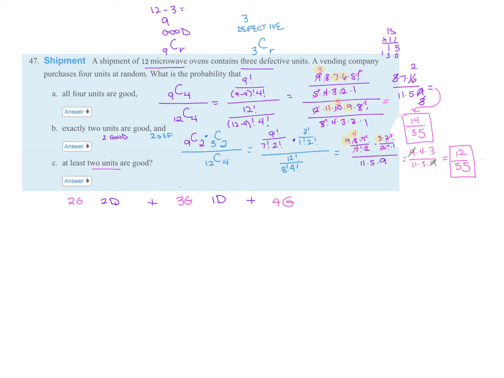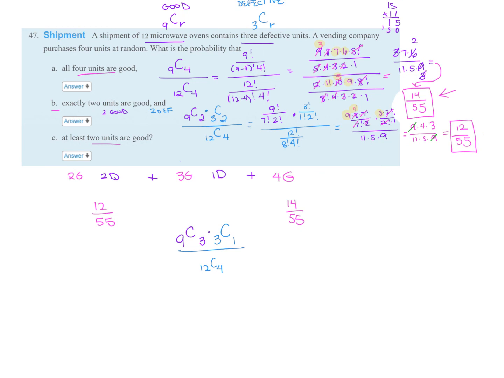What's nice about this is we really did find some of this information. We know all 4 units are good, and we have the answer here, which is 14 out of 55. 2 good and 2 defective is letter B for us, and that is our 12 out of 55. The last thing we need to find is 3 good and 1 defective. That is going to be 9 choose 3 times our 3 defective choose 1, all over 12 choose 4. I'll do the math again on this.